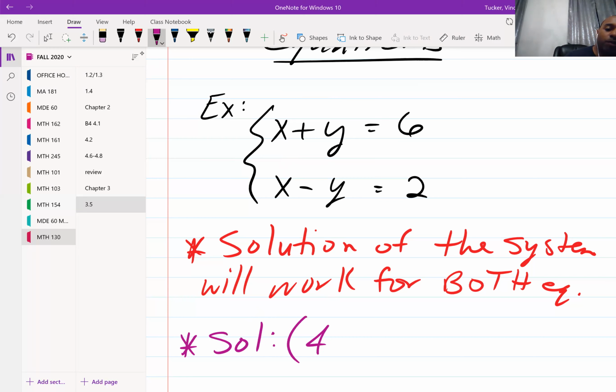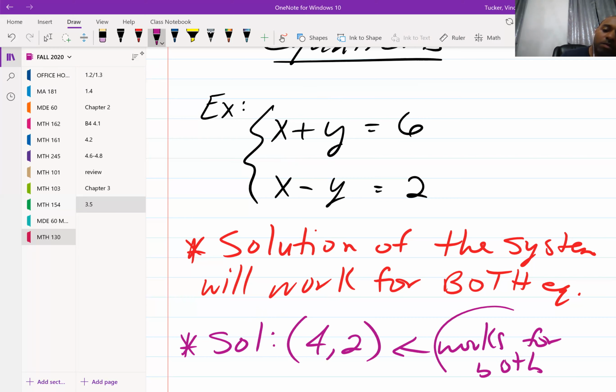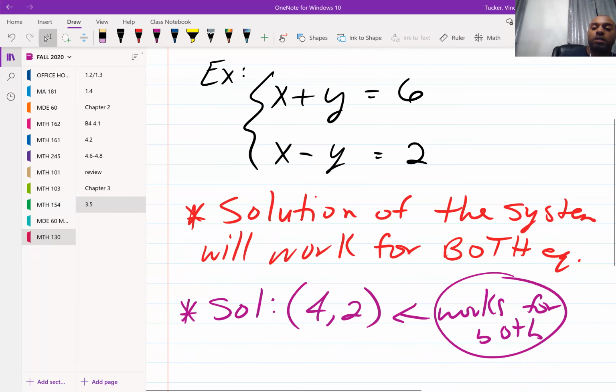I'm sure some of you can already see the answer for this one. The solution here is going to be (4, 2), because 4 plus 2 is 6 and 4 minus 2 is 2. We're going to have methods that will enable us to solve, so we don't have to keep plugging in values to figure out the solution. Everybody good with that before I scroll up?